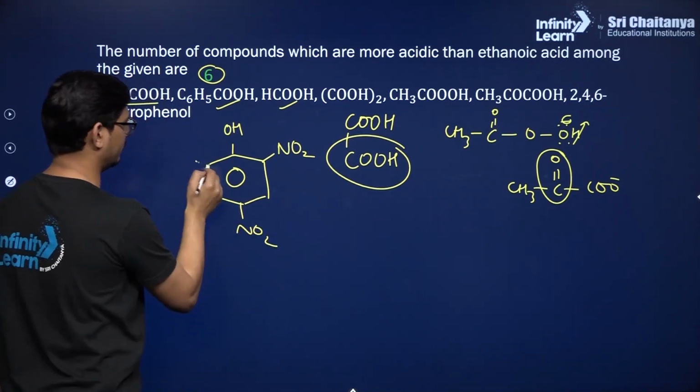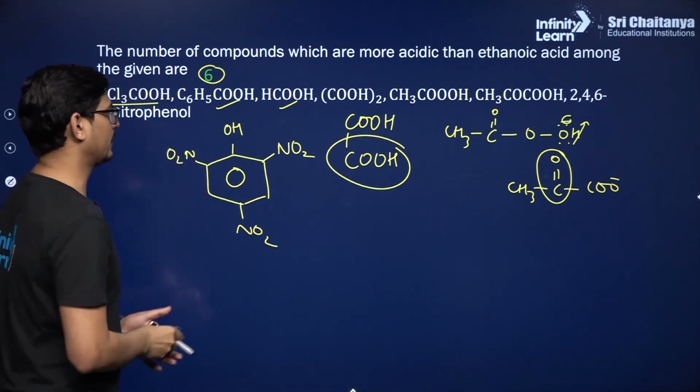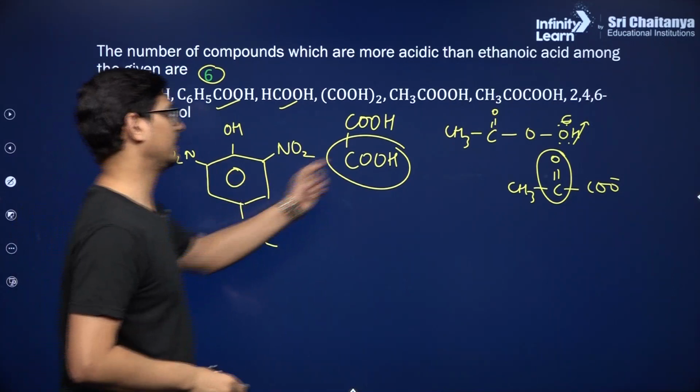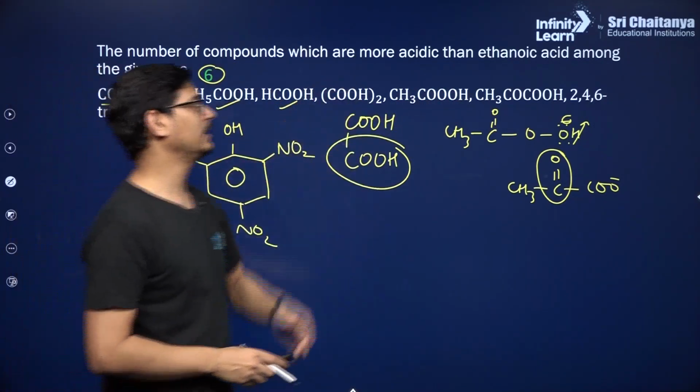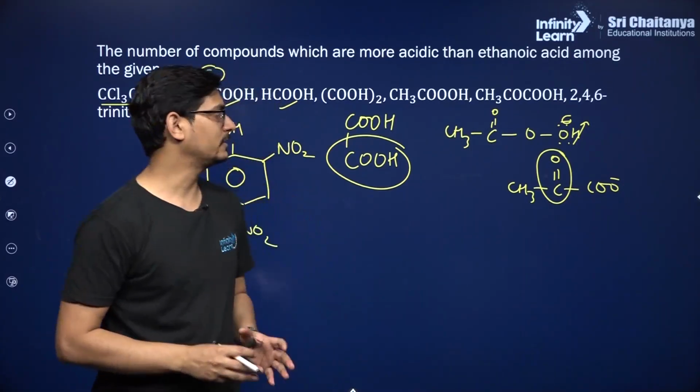So this is actually data based. So this compound has been found to have a lower pKa value as compared to ethanoic acid. So these are the 6 molecules which are more acidic than ethanoic acid. So that's all in this solution, guys.